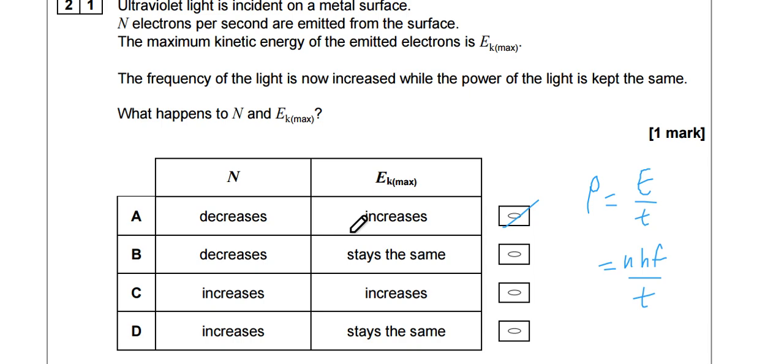Very nice question that focuses on the idea of how power is related to the number of photons, certainly by multiplying this number by the energy of a photon over time. Here the frequency is increased, but we have the same power. Power is the same, so as frequency increases, the number of photons should decrease to make the energy per time the same. And here is the answer.